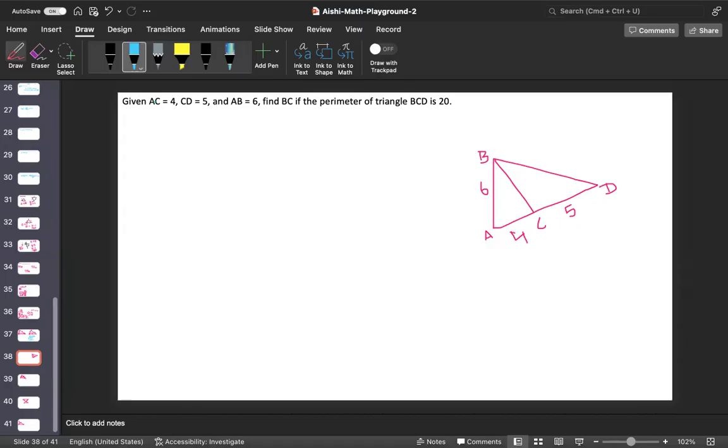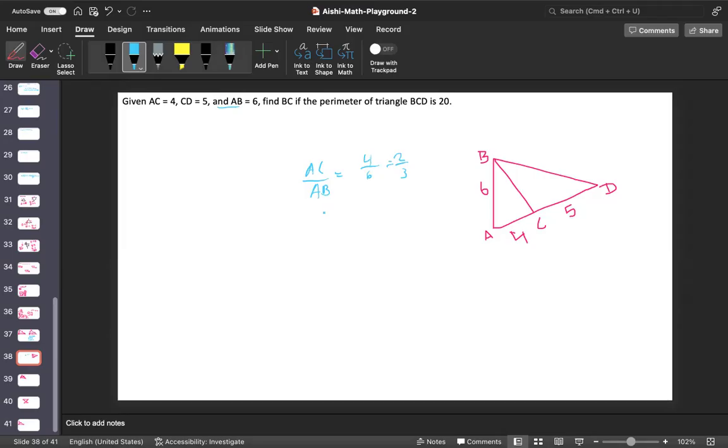Okay, next question. Given AC is equal to 4, CD is equal to 5, and AB is equal to 6, find BC if the perimeter of triangle BCD is 20. All right, so let's start with a few side ratios so we can find some similar triangles. If we do AC by AB, then we have 4 by 6, which is equal to 2 by 3.